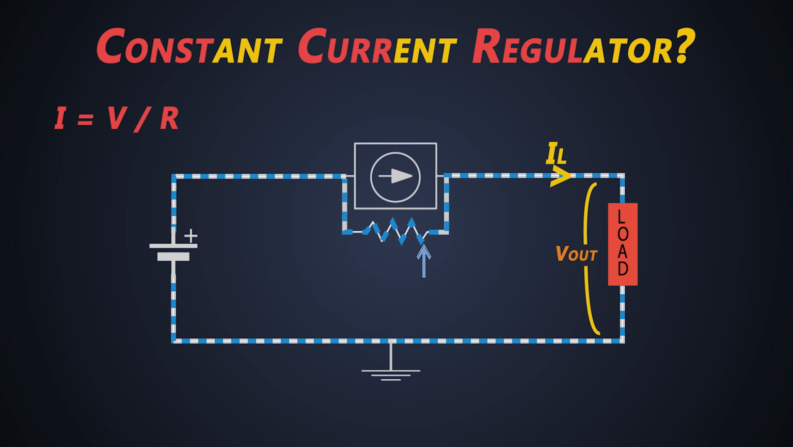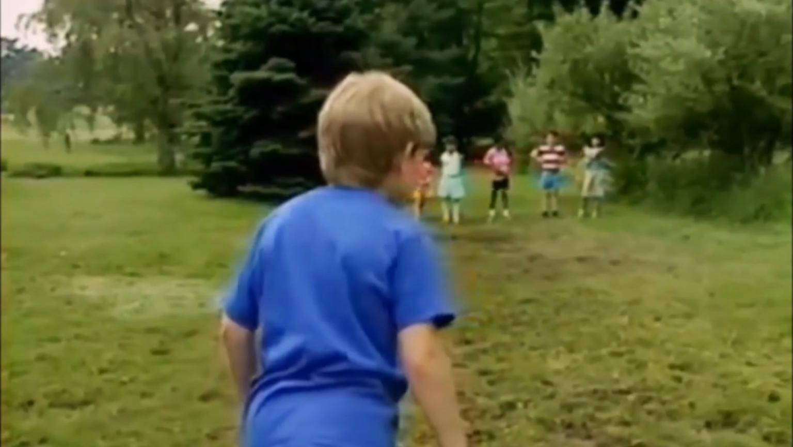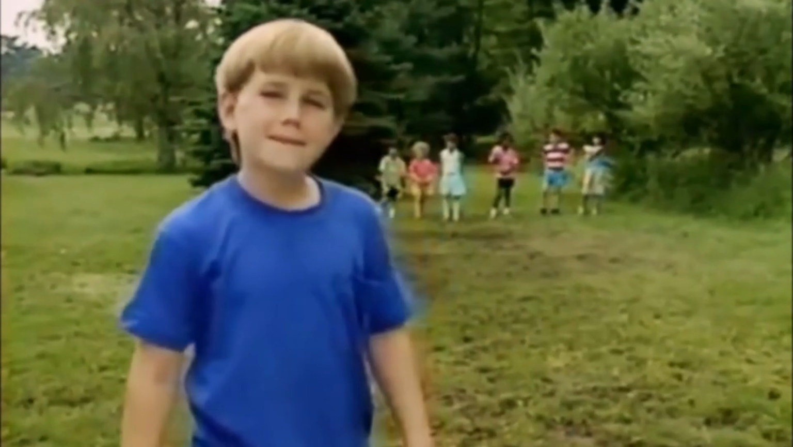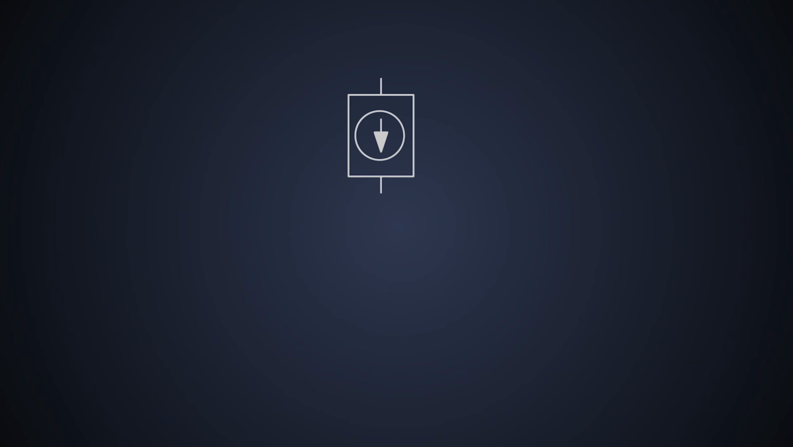But why do we need a constant current regulator? Well, current regulators are very useful for driving strings of LEDs. And they are also useful for capacitor charging circuits, where we need accurate timing. So let's see how we can design a current regulator.